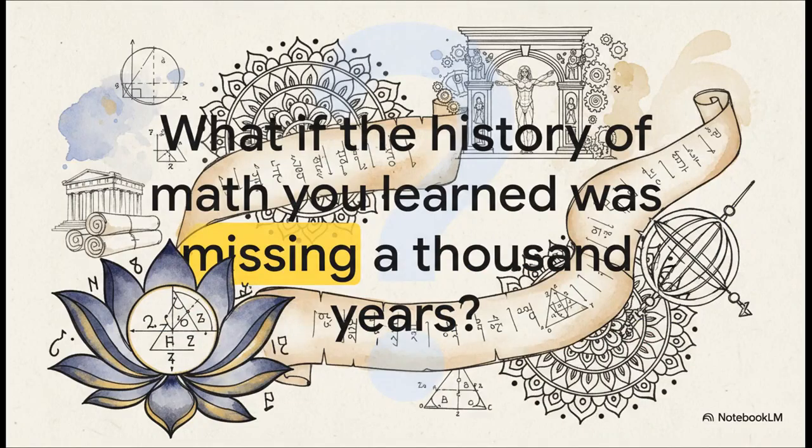Okay, so let's just start with a big question, one that challenges the whole story we're all taught. You know the one: we learn about the ancient Greeks, then there's a big gap, and then suddenly the Renaissance in Europe. But what if a crucial 1,000-year chapter was just left out? What if the key innovations we attribute to later periods actually happened much, much earlier?